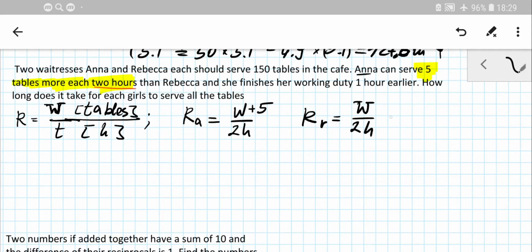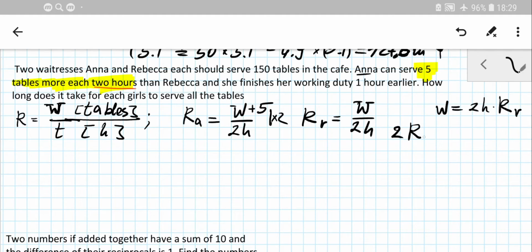So what we can do, we need to connect them, right? Definitely. We don't need to know how much Anna works every 2 hours. So that's why we want to exclude W. So I express W from there. W is simply 2 hours times the rate of Rebecca, and we just put it there. And I also multiply both sides by 2.